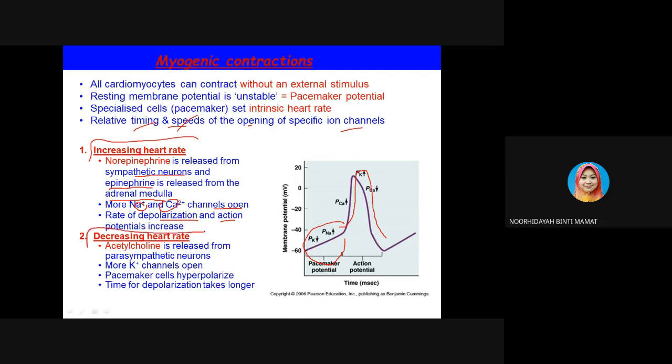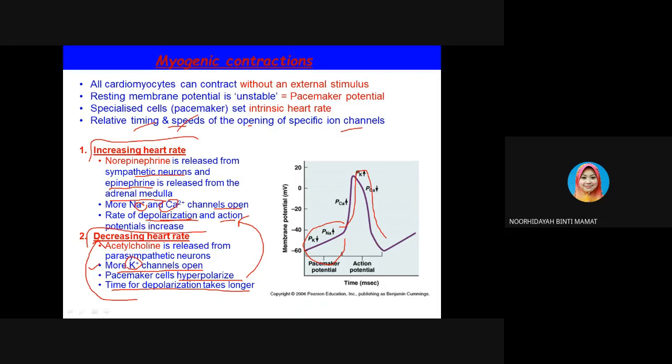And how about decreasing the heart rate? The hormone involved in decreasing the heart rate is acetylcholine. This acetylcholine is released from parasympathetic neurons. Here, the specific ion channels involved are the potassium channels. More potassium ion channels will open, and the pacemaker cells will hyperpolarize. Compared to increasing the heart rate, where the rate of depolarization increases, in decreasing the heart rate the pacemaker cells will hyperpolarize, and the time for depolarization will take longer. Then it will decrease the heart rate.